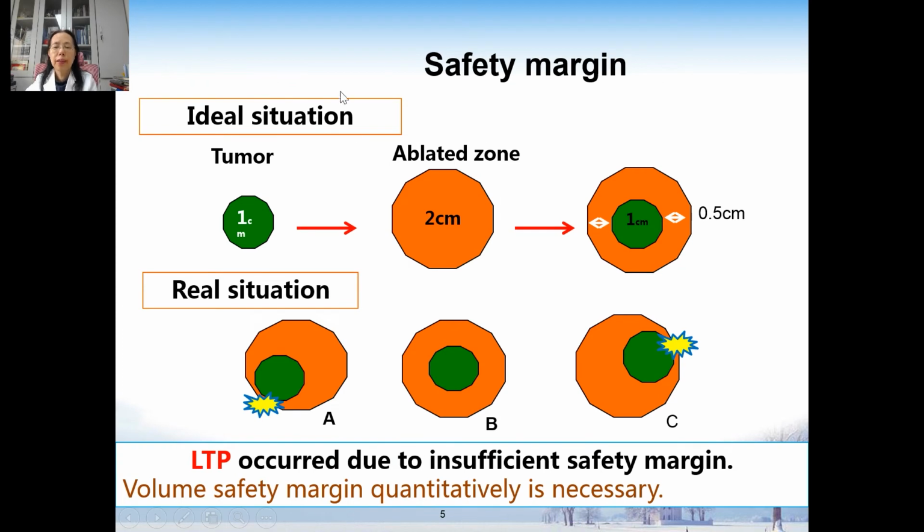Why? Because the size-based safety margin assessment depends on the ideal situation, but it's not always the ideal situation. The real situation may be A, B, or C. In A or C, the local recurrence can be due to the insufficient safety margin. So, how to get a volume safety margin for a quantitative assessment is very important.